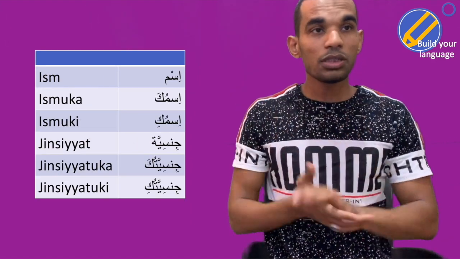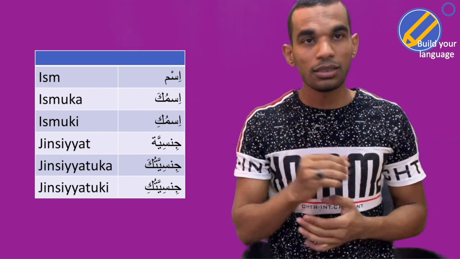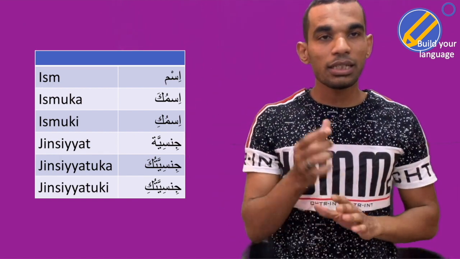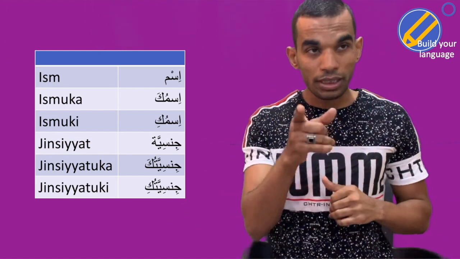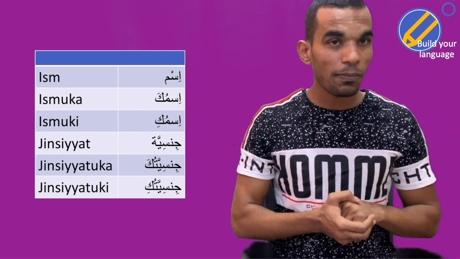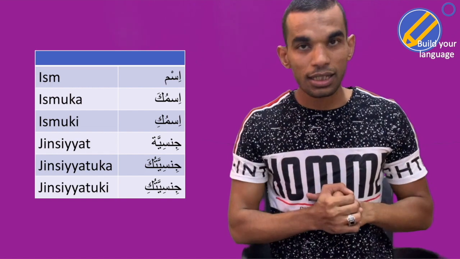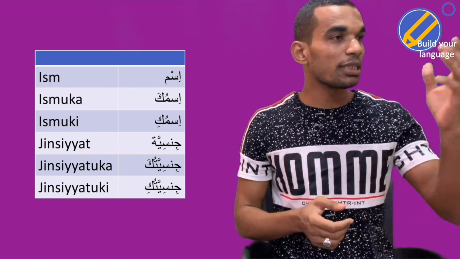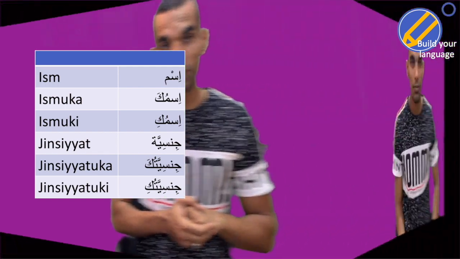To say your, in Arabic we add kaf, the ka sound, at the end. For example, ism, which means name, so ismuka, your name. Ismuki, your name for female. Jinsiyat, nationality. Jinsiyatuka, your nationality. Jinsiyatuki, your nationality for female.